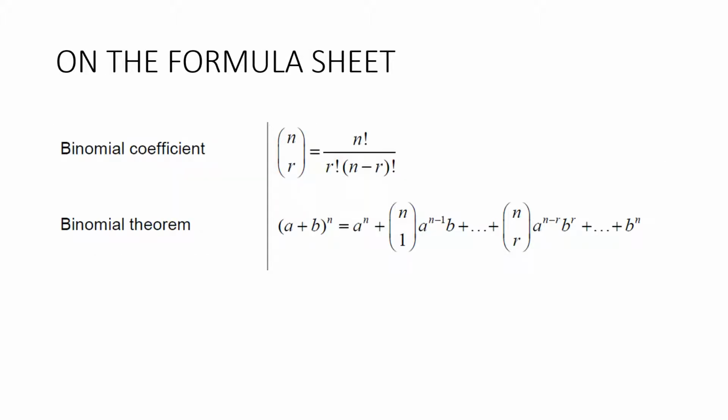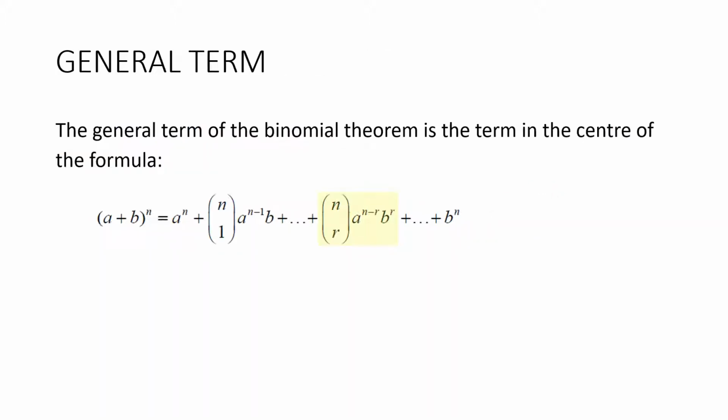Now on the formula sheet, we get the binomial coefficient, which is nCr is equal to n factorial over r factorial multiplied by (n minus r) factorial. And we also get the binomial theorem, which is the expansion of (a plus b) to the n. So it's written out for you in full, and it includes the general term here in the centre. So let's see how we might use that general term.